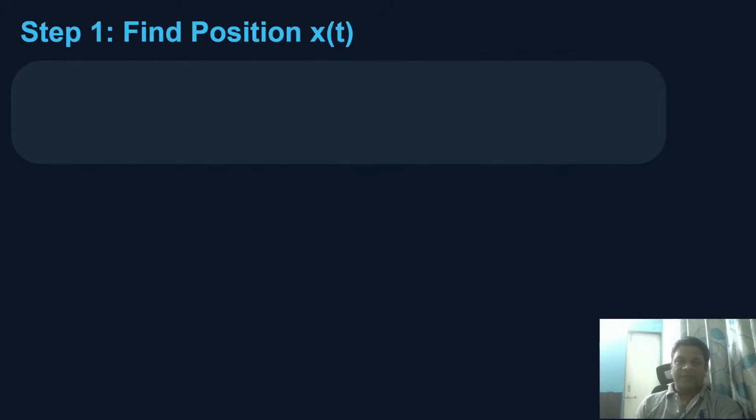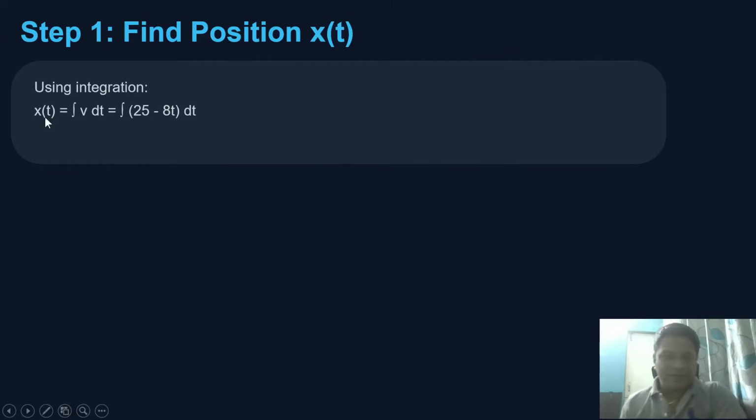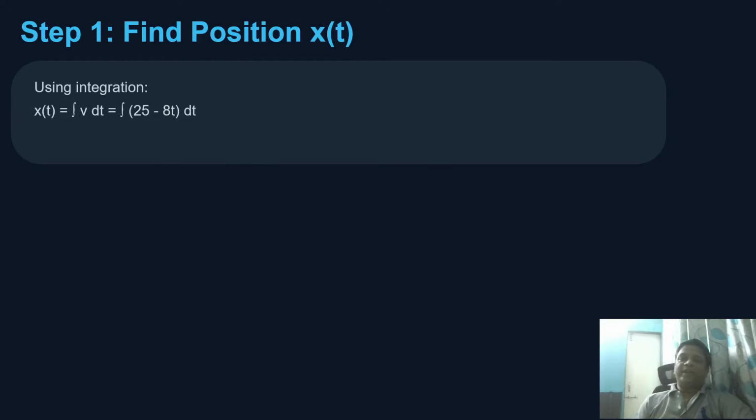So we'll start with the x direction. We know that if the displacement is given and you need to find the velocity, then you need to differentiate it. And from velocity, if you differentiate, we get the acceleration. Similarly, if the acceleration is given, then you have to integrate it to get the velocity. Again, you need to integrate the velocity to get the displacement. So in this way, we should proceed.